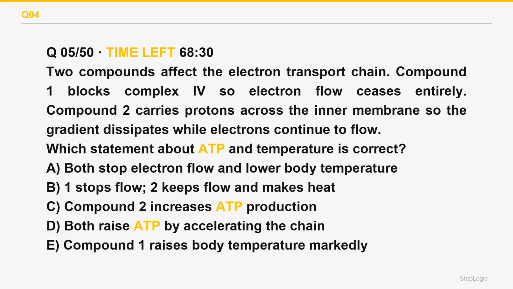Which statement about ATP and temperature is correct? Two compounds affect the electron transport chain. Compound 1 blocks complex IV, so electron flow ceases entirely. Compound 2 carries protons across the inner membrane, so the gradient dissipates while electrons continue to flow. Read the command, the statement about ATP and temperature. Two poisons cripple oxidative phosphorylation by opposite mechanisms, and the temperature separates them.